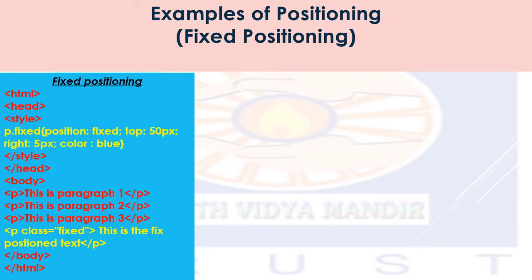We have given the attributes top and right with the values 50 pixels and 5 pixels, and the property color with the value blue. You can see in the body tag we have used the paragraph tags. We have used simple paragraph tags, all 3 tags having 3 different sentences. That is just a normal paragraph tag we have used.